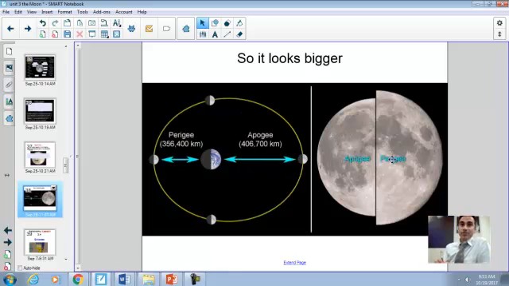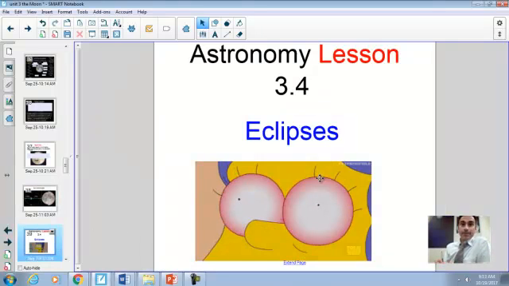So it's what we call perigee. At apogee, it looks this size, and this is the apparent size. It has not actually changed size whatsoever. All right, stay tuned for eclipses, which is fun. My eyes! And we'll talk about that in a little bit.